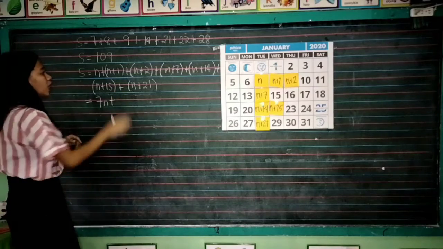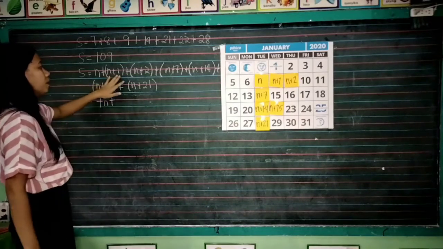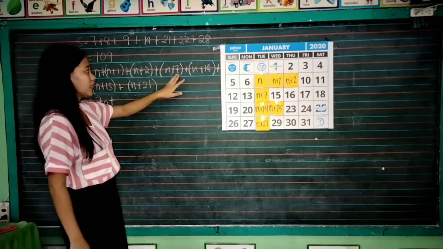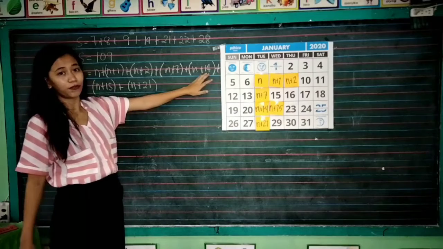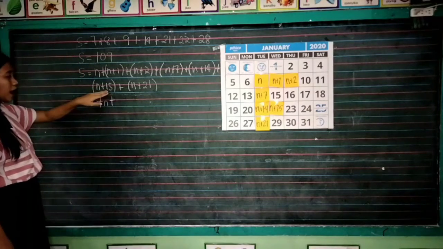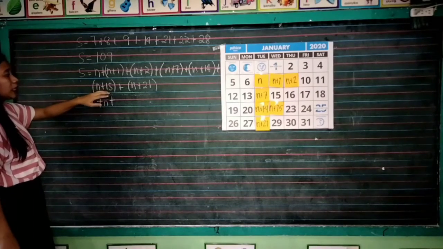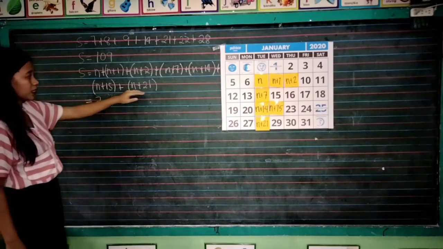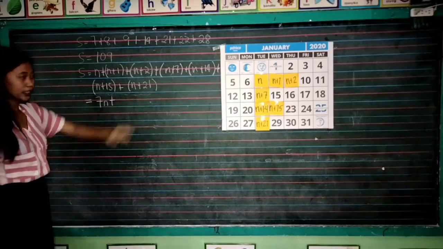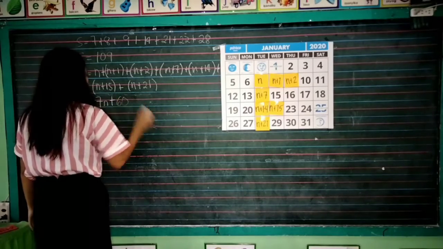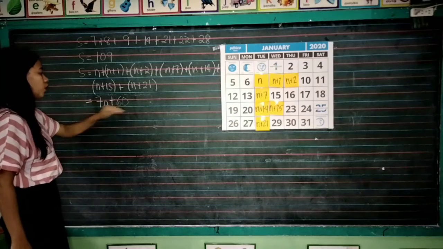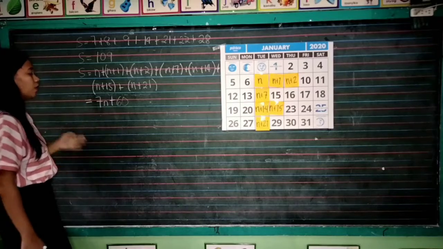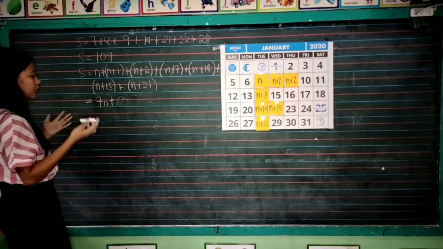Next is add all the whole numbers. So 1 plus 2 is 3, plus 7 is 10, plus 14 is 24, plus 15 we have 39, plus 21 we have 60. So plus 60. Our second term for our general formula is 60. So our general formula now is 7n plus 60.